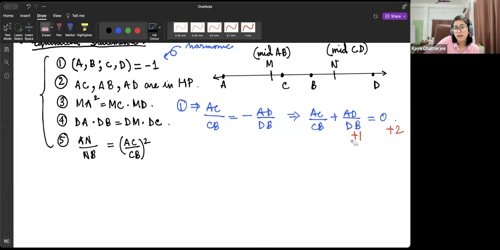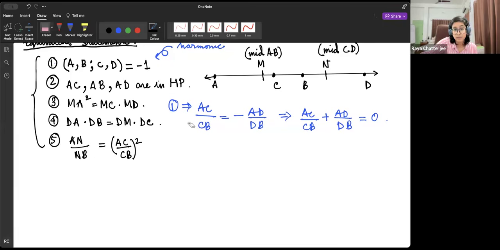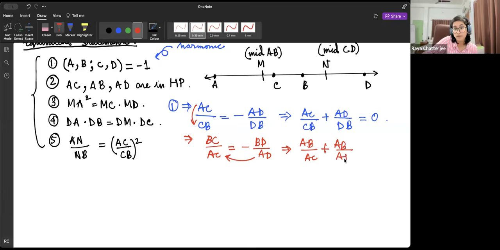So, okay, I'm not going to add 1 to this. Instead, I'm just going to flip both of these. So what I get is BC by AC is equal to minus BD by AD. So now I can do the operation of bringing this to this side and adding 1. So what do I get? AB by AC plus AB by AD is 2.